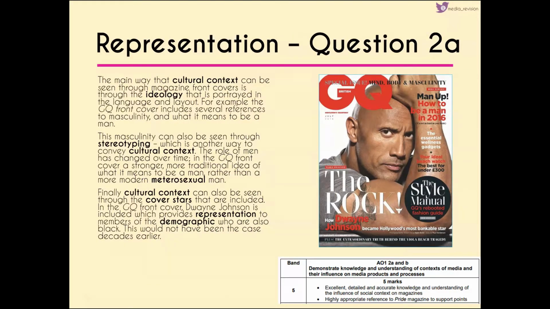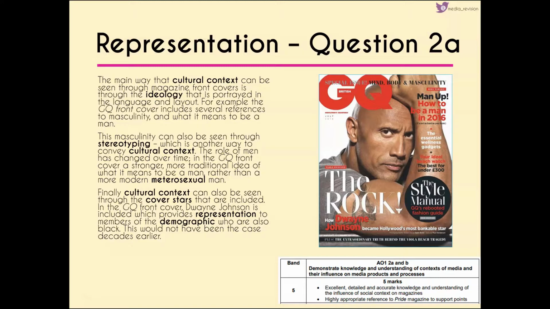The main way that cultural context can be seen through the magazine front covers is through the ideology that's portrayed in the language and layout. Right, there is my point. Cultural context influences magazines through the ideology, language and layout. Here's my evidence. For example, the GQ front cover includes several references to masculinity, what it means to be a man. This masculinity can also be seen through stereotyping, which is another way to convey cultural context.